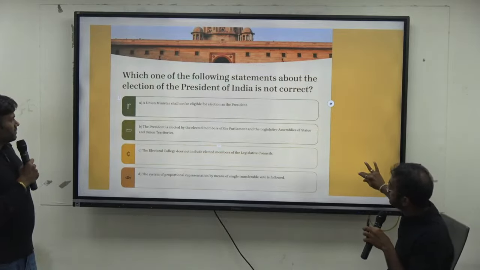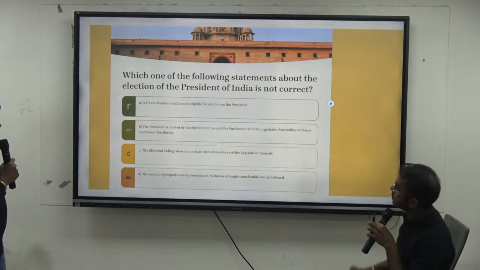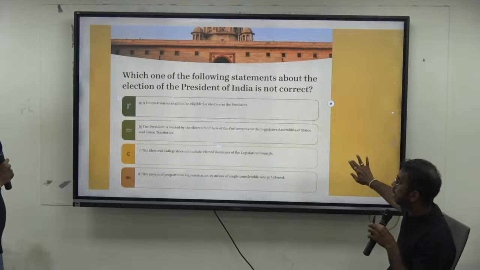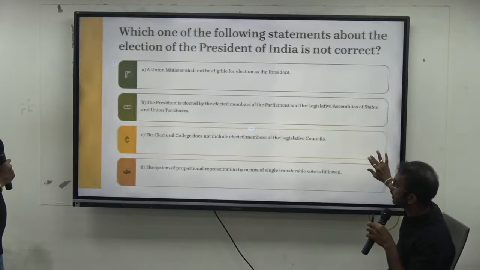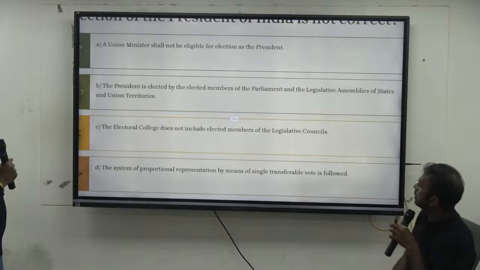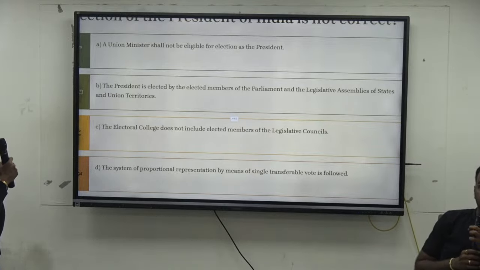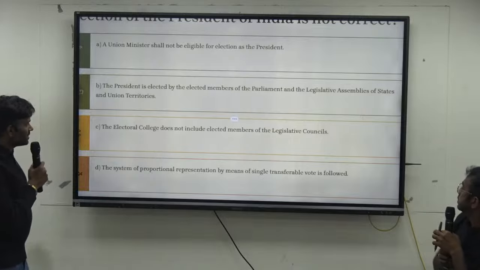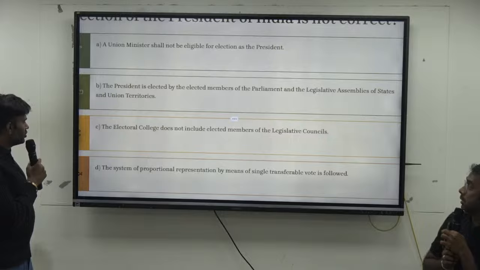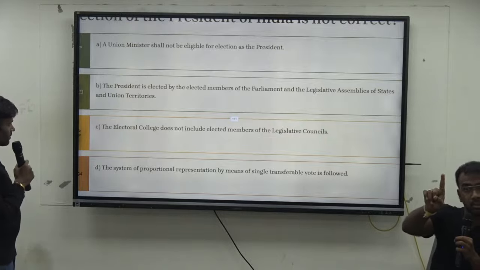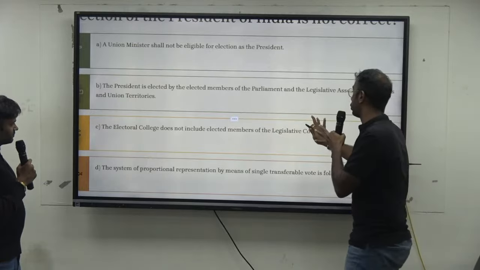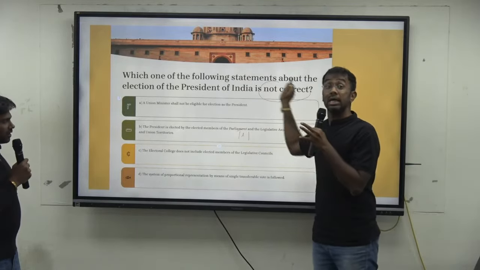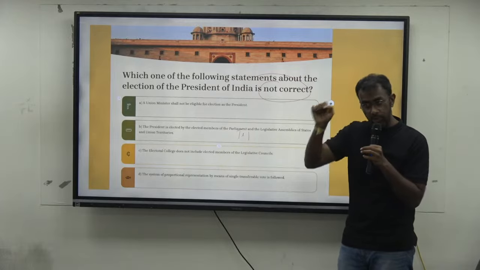Which of the following statements about the election of the president is not correct? Please read it properly. It's not correct. Okay, I'll zoom it for you. Union minister shall not be eligible for the election of the president. President is elected by the elected members of the parliament and legislative assemblies of the state and union territories. True or false? Okay. As soon as you come to know that it is true, please write it down that it is true or correct. Because here the question is not correct, you will get confused. Make it a habit that you will write it there.